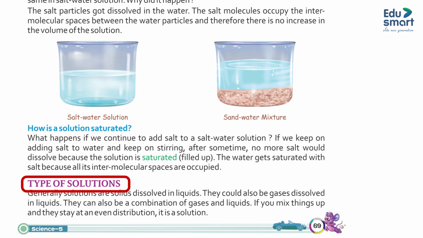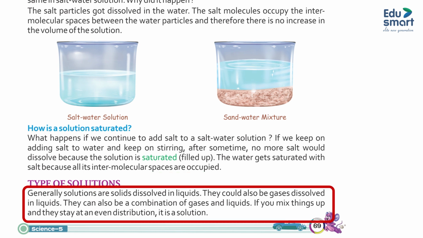Types of solution. Generally, solutions are solids dissolved in liquids. They could also be gases dissolved in liquids. They can also be a combination of gases and liquids. If you mix things up and they stay in an even distribution, it is a solution.